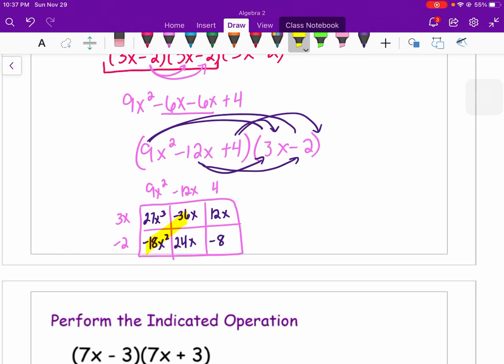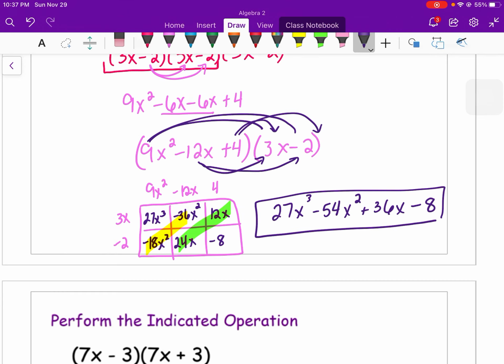And then same thing as before. Combine your like terms. I wonder if I missed an x squared here. Yes, I did. This was supposed to be an x squared. So 27x cubed, negative 18 and negative 36 would be negative 54x squared. 24 and 12 would be 36x, and then minus 8 is our answer.